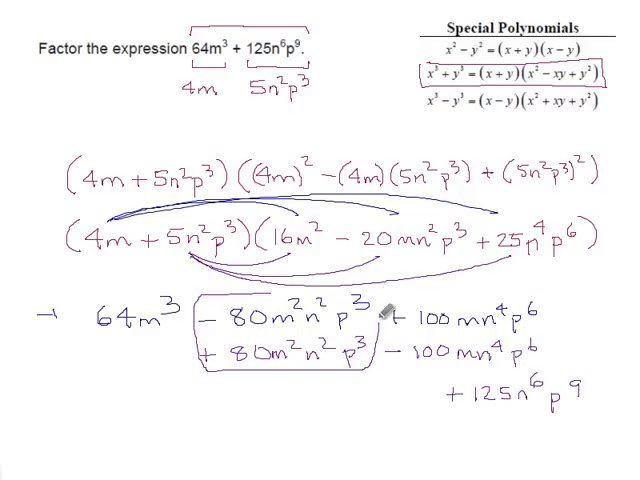As we got used to seeing with difference of cubes, those terms cancel, and those terms cancel, and so we're left with 64m cubed plus 125n to the 6p to the 9, which is exactly what we began with, so it worked again.